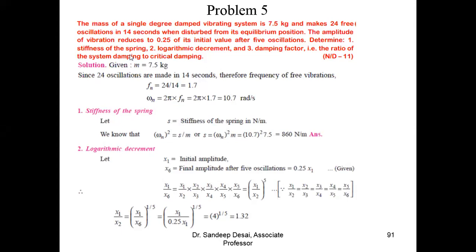So mass of a single degree damped vibrating system is 7.5 kg, that is m is given 7.5 kg, and makes 24 free oscillations in 14 seconds when disturbed from its equilibrium position. Amplitude of vibration reduces to 0.25 of its initial value after 5 oscillations. Determine stiffness of the spring, logarithmic decrement and damping factor. Ratio of the system damping to critical damping is to be determined.